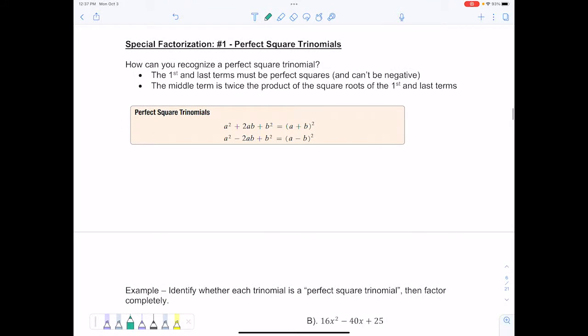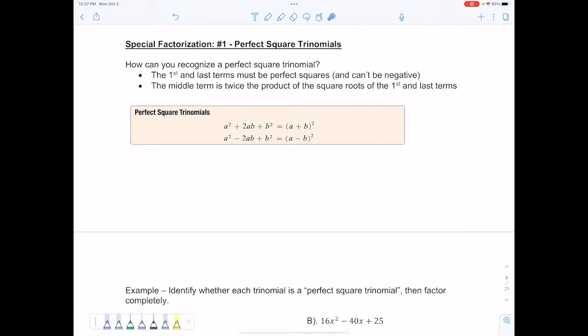Okay, we're now going to look at a special type of factorization. These are called perfect square trinomials. So if you can identify them, it will make the problem much easier. Perfect square trinomials have to have the following two conditions.